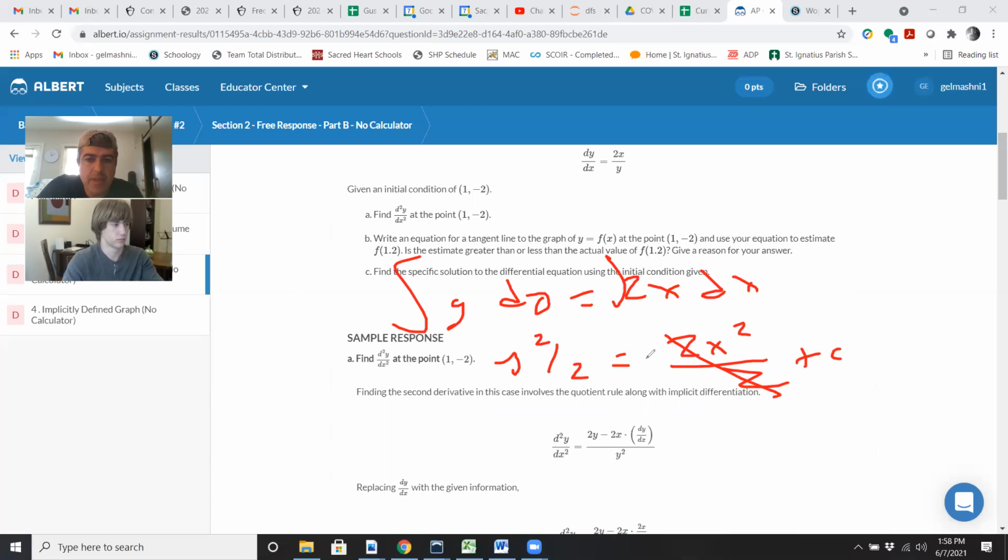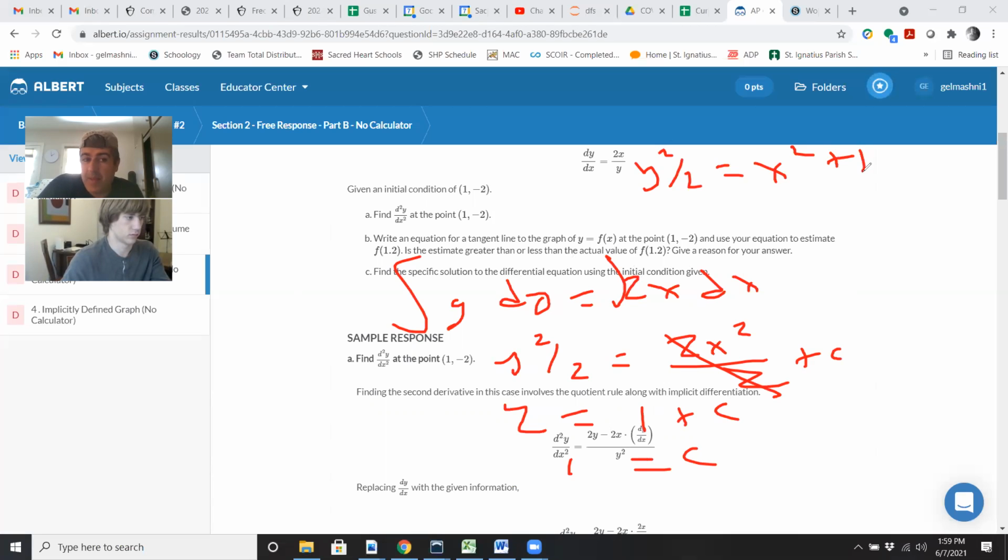The 2's cancel. Plug in your initial condition, which was 1, -2. So you should get 2 on the left side and 1 on the right side. So c is 1. Now your equation is y squared over 2 equals x squared plus 1. Right off the bat, I've got most of the points for the problem. The algebra is not going to be worth all that much.